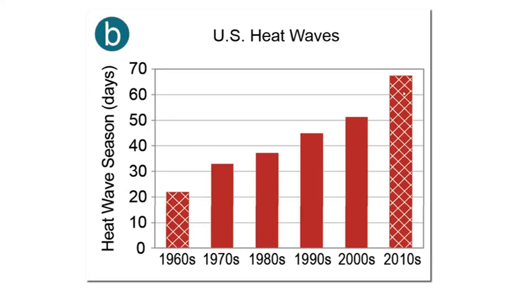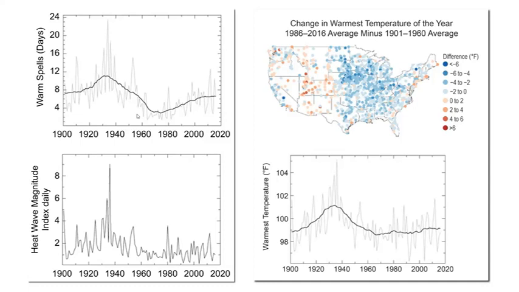waves increasing over time. And here's the underlying data from the part of the National Climate Assessment which didn't go out to journalists and politicians. This graph is warm spells days, this one is heat wave magnitude, and this one is warmest temperature of the year. As you can see, summers were much hotter in the United States prior to 1960. So by hiding all the data before 1960, they were able to show a little bit of an upwards trend.